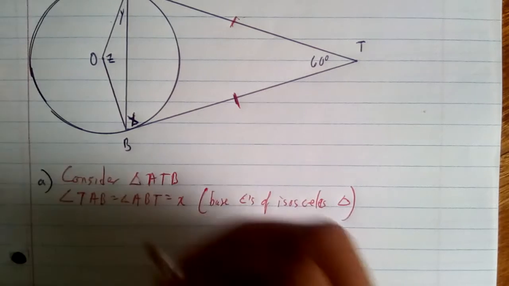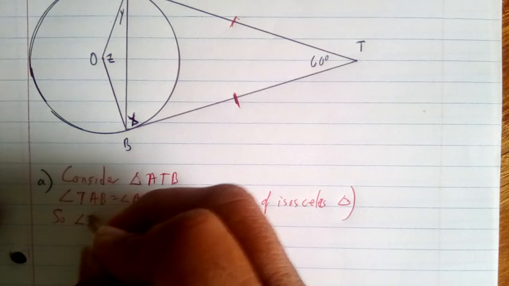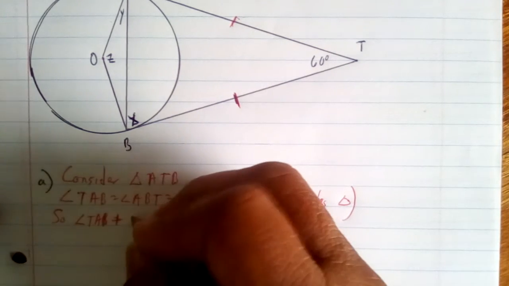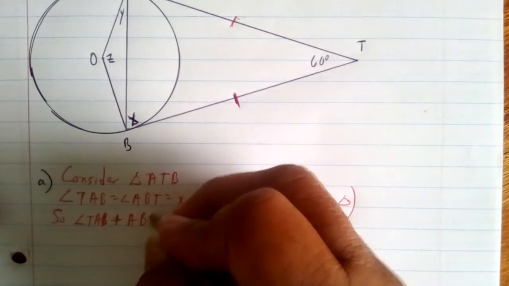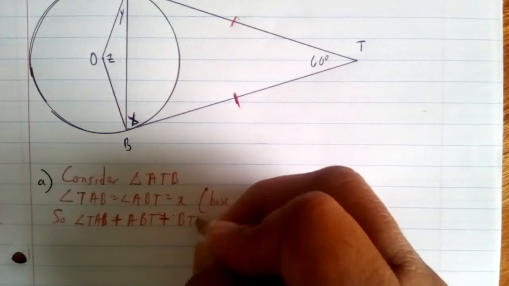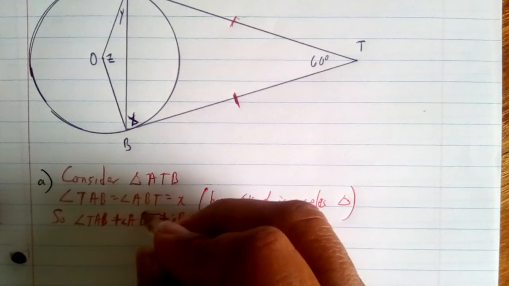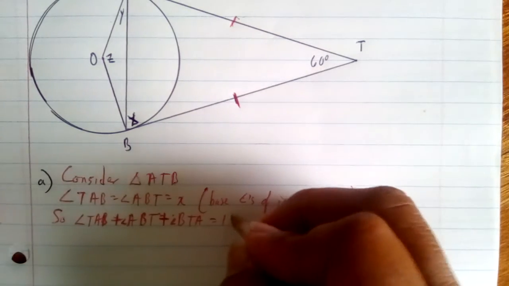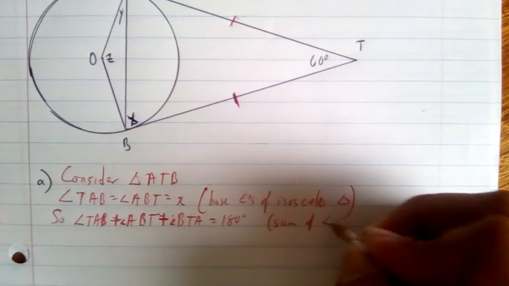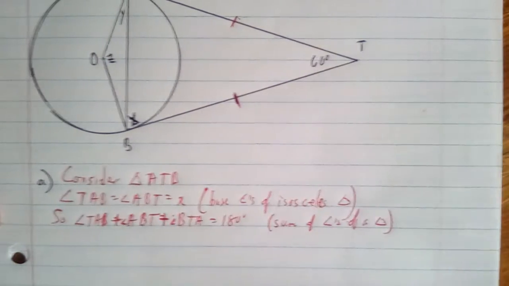So now we have that angle TAB plus angle ABT plus angle BTA, all of them are angles. Let me put the angle sign here, or you can go at the top with the middle letter with the little symbol as angles, equals 180 degrees, sum of angles of a triangle. That's the reason for it.